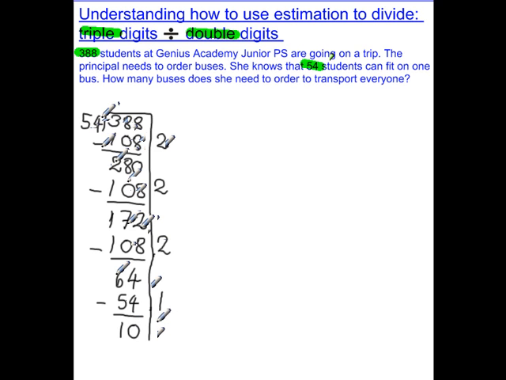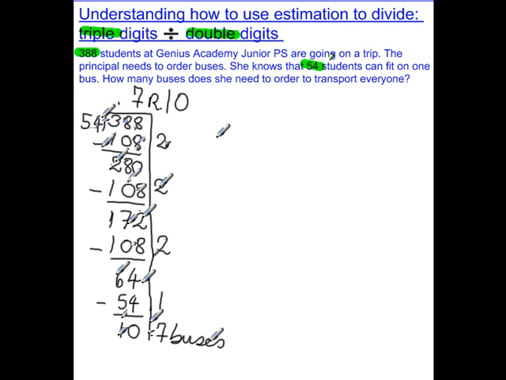How many buses have I used so far? Let's count them up. 2, 4, 6, 7. I have 7 buses. I have 10 students left over. So the answer to this computation is 7 remainder 10.